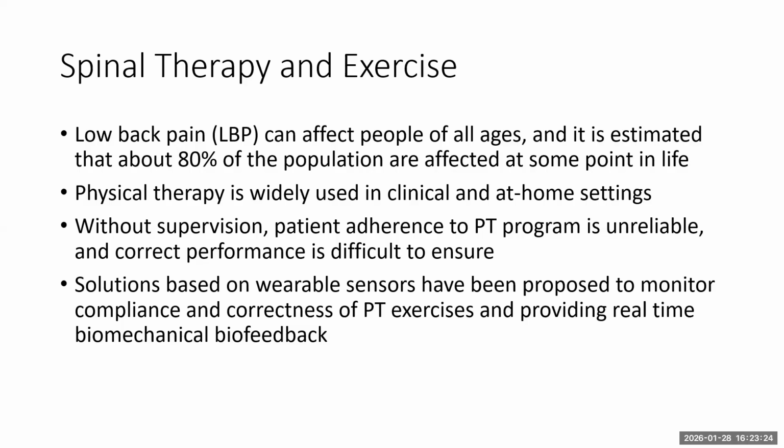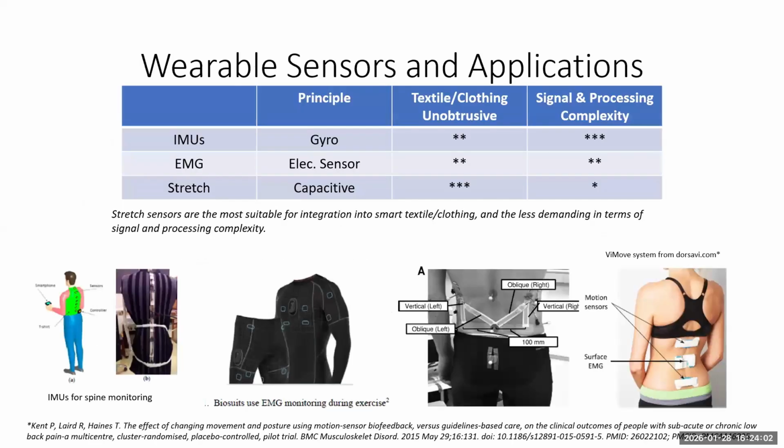So at home, usually they send you home with a program and you have to do it by yourself. And that has been a big problem to document how effective physical therapy is, because you have to just do self-reporting or other pretty weak methods to say, oh yeah, in 30% of the cases, people do get better with physical therapy. So there are a lot of solutions already proposed to implement wearable sensors that can monitor compliance and correctness. So let's see how well we can do if we're aiming for biomechanical biofeedback.